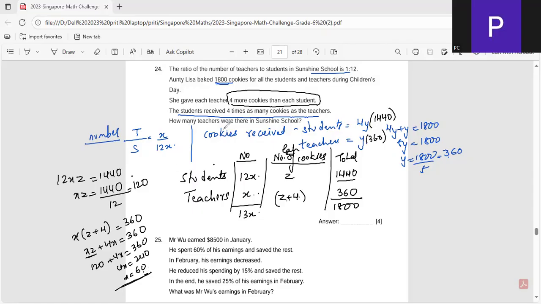So finally, x is equal to 60. How many teachers are there in the school? There are 60 teachers in the school. So that's the answer for question 12. Let's move on. There are a lot of other questions to be done.